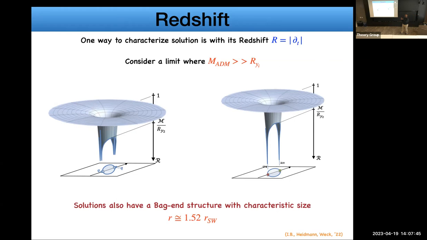Okay. So from this back end structure that we described, as these minimal surfaces come in, there's a minimal surface before this thing opens up. This minimal surface you can think of as the characteristic size or the mouth of this object. And so in the case for these, the minimal surface is like 1.52 times the Schwarzschild radius, so you can completely associate a size to this thing.